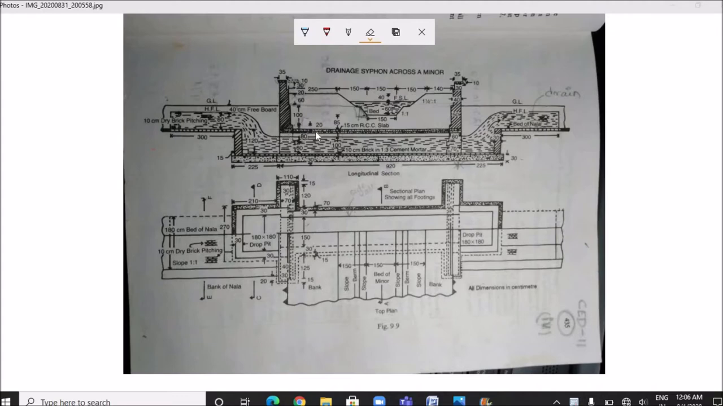This is the RCC slab provided. So from the RCC slab up to the 10 centimeter brick work, the height is given as 120 centimeter. And then next, the 10 centimeter brick work is done. And after that, 30 centimeter of cement concrete work is done. So the total height of excavation would be 120 plus 10 plus 30, which is equal to 1.6 meter.